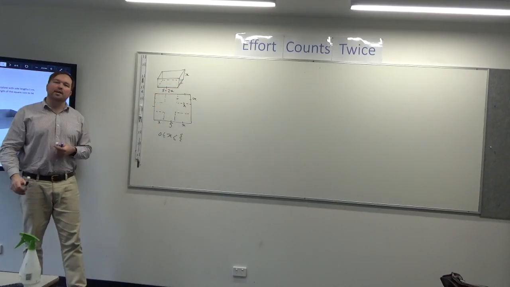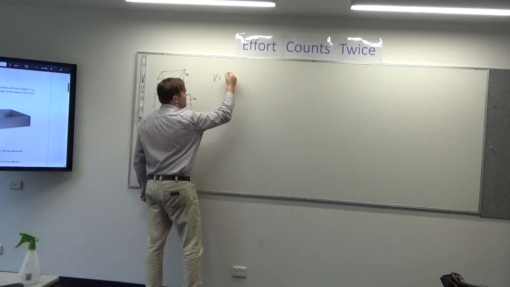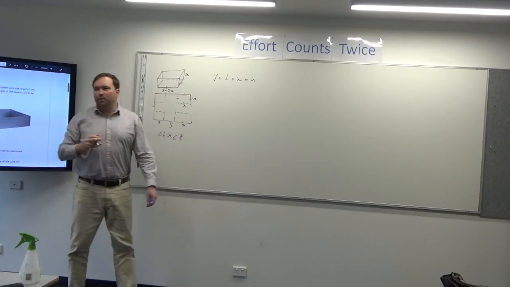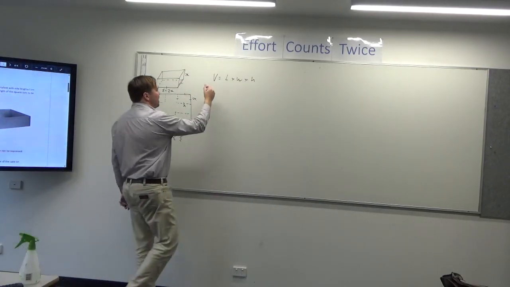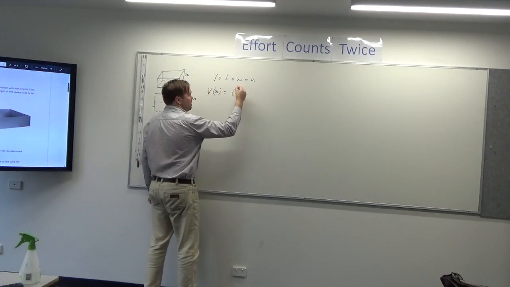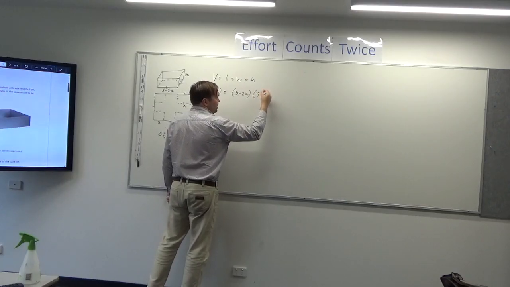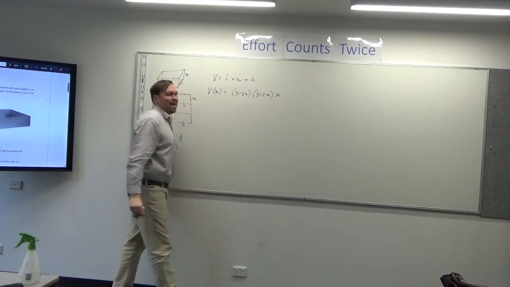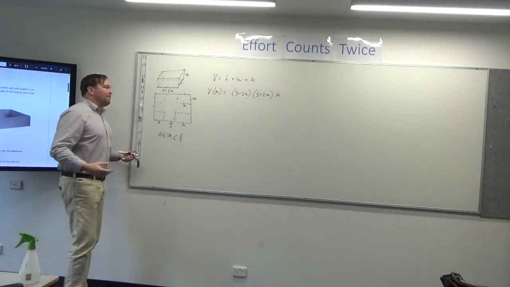Cool. Alright, so let's think about volume of a box. Volume of a box is length times width times height. Cool. We have these in x's. Our volume as a function of x, so V of x, is length, which is 5 take 2x, multiplied by width, which is 5 take 2x, multiplied by height, which is just x. And you guys happy where that came from?